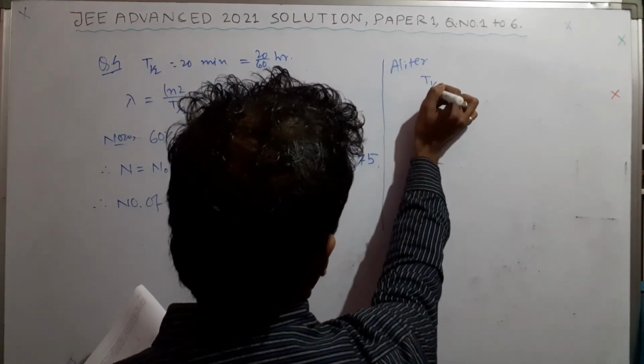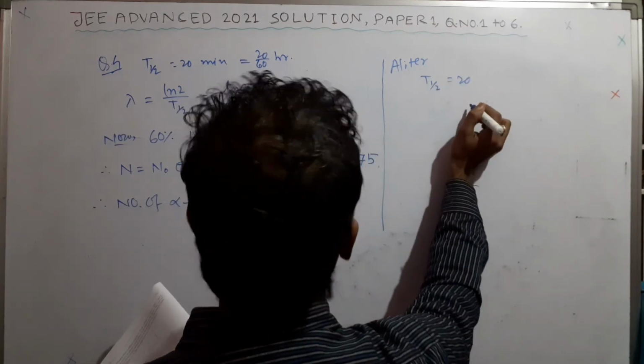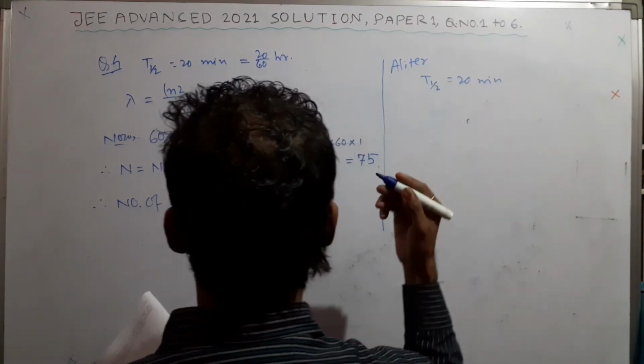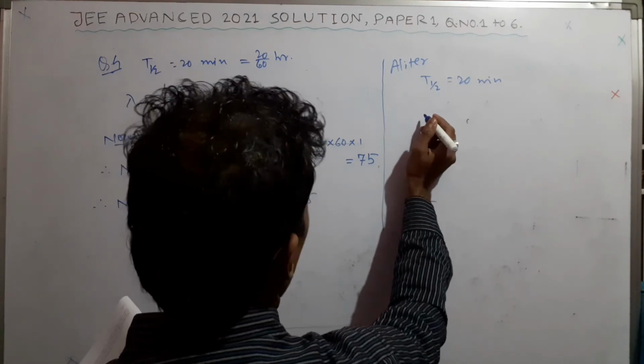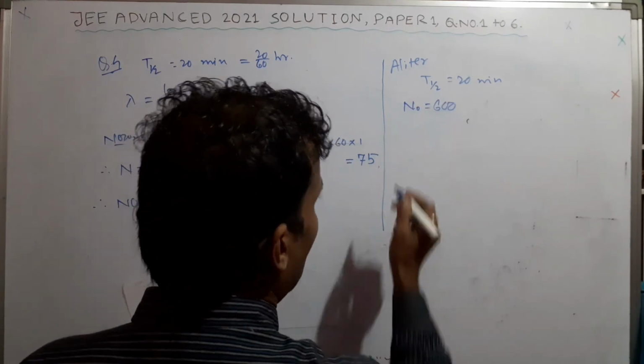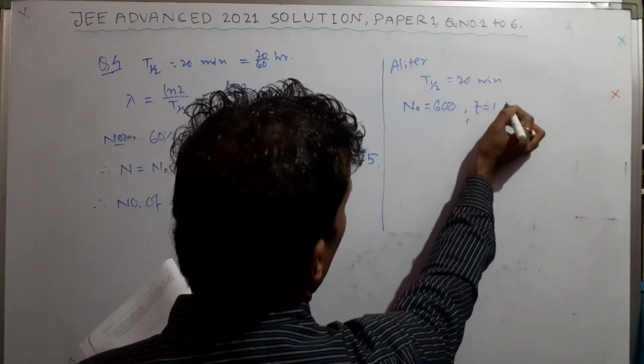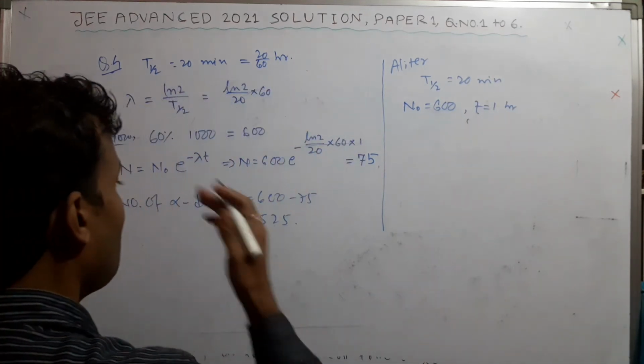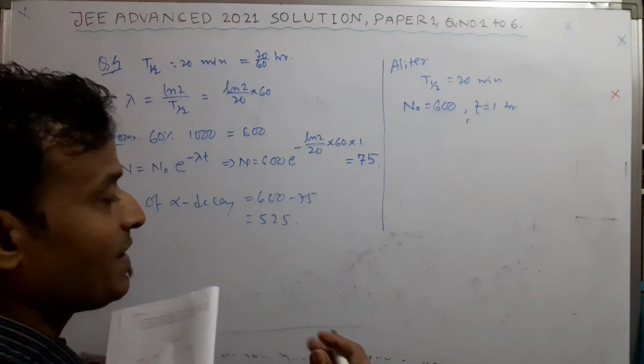Here given t half is equal to 20 minutes, and the number of nuclei available for the alpha decay is equal to 600. And after 1 hour, t equal to 1 hour, हम लोग को दे दिया है कितना न्यूक्ली मतलब कितना अल्फा डीके हुआ होगा.